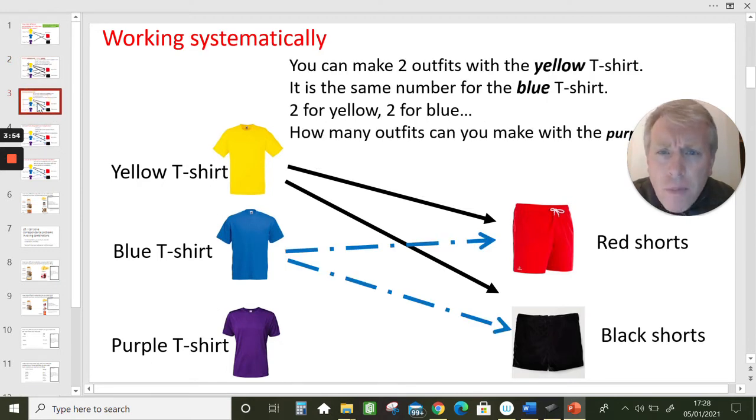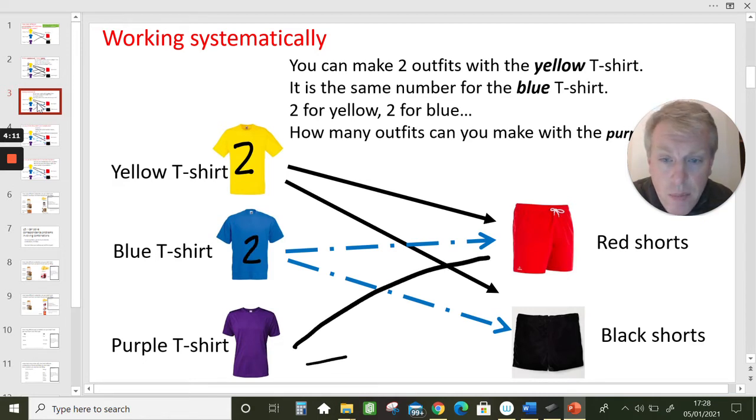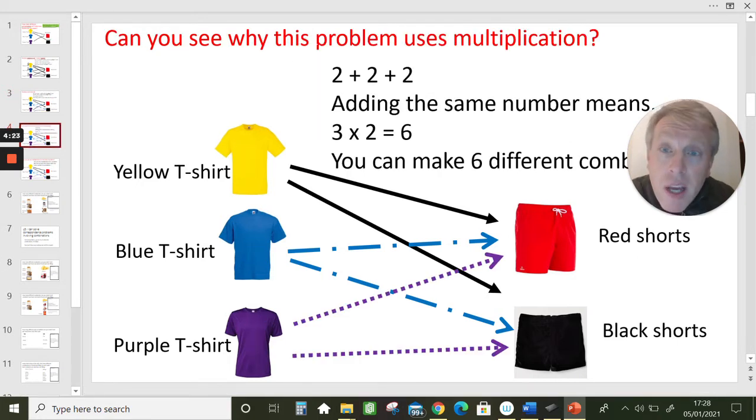Well, I hope so, because we make 2 outfits with the yellow t-shirt, and then, do you remember how it worked? 2 for the yellow t-shirt, 2 for the blue t-shirt, and then 2 with the purple t-shirt. Aha! I'm noticing the same number coming up each time. So, can you see why this problem uses multiplication? Well, I can, because all the combinations here, it's 2, 2. It's 2, add 2, add 2.